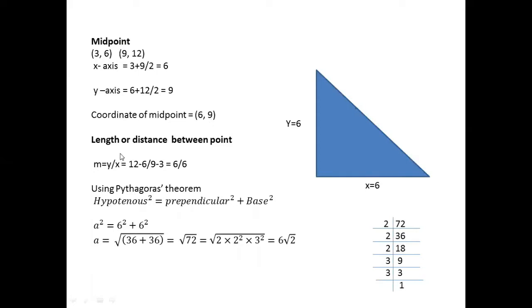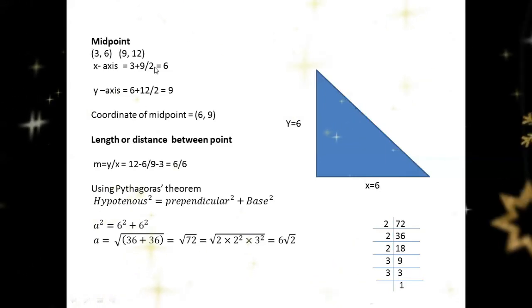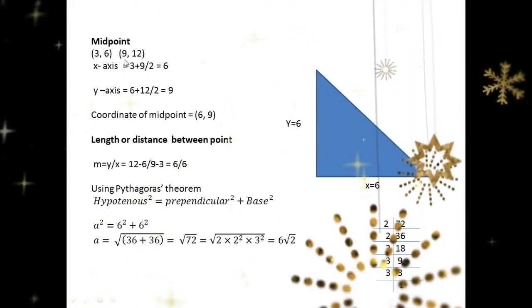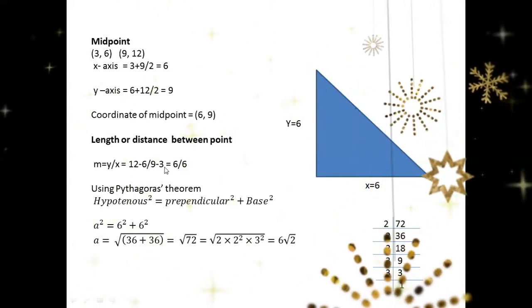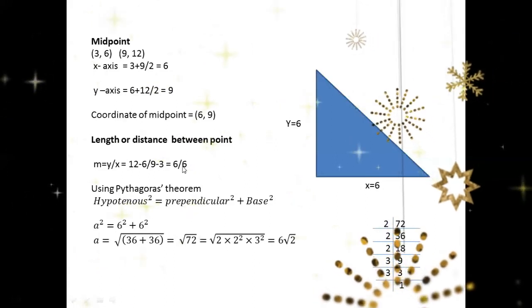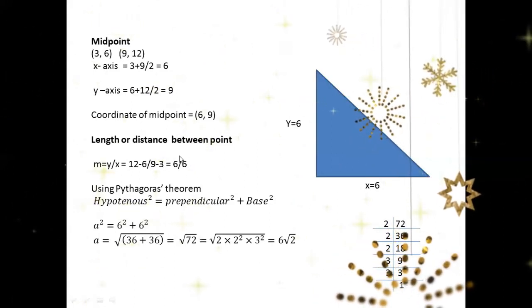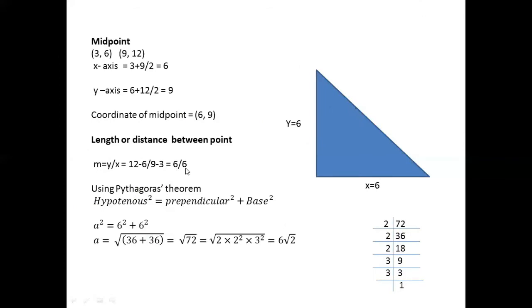Second thing, we are finding the length, the distance between the points. As we know the slope formula, y2 minus y1 and x2 minus x1, we do the same here, like 12 minus 6 and 9 minus 3. Doing the same thing, we will get the answer 6 and 6. On the top, as we know, it's the y-axis, and at the bottom it's called the x-axis. So y is 6 and x is 6.